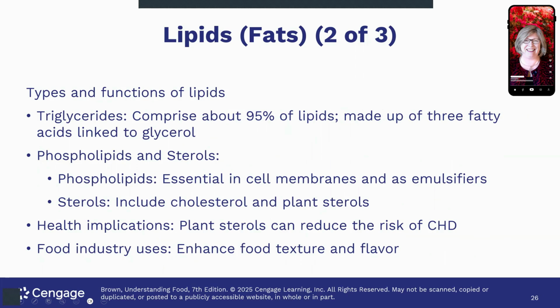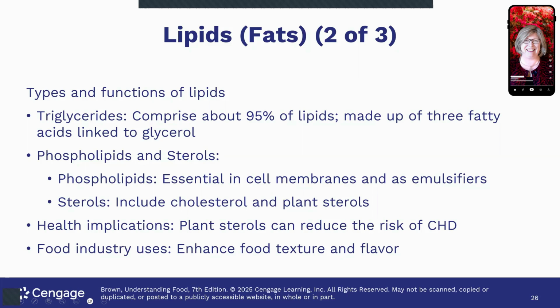Okay, the types and functions of lipids. Triglycerides, which you may be very well familiar with, especially if you've taken human nutrition, comprise about 95% of lipids, and they're made up of three fatty acids that are linked to a glycerol. You have phospholipids and sterols. The phospholipids are very much used as emulsifiers in food science. Sterols, these include cholesterol and plant sterols.